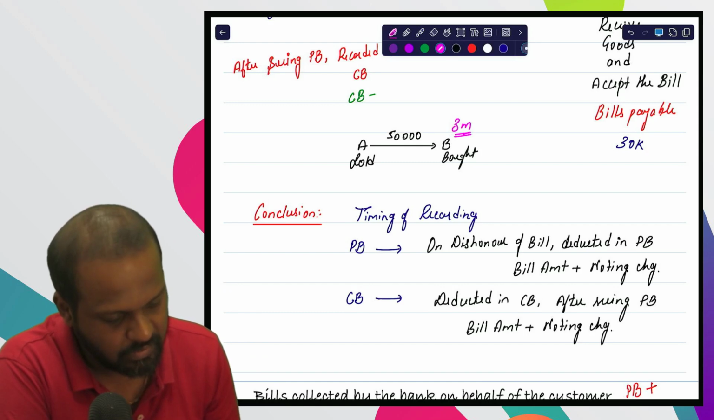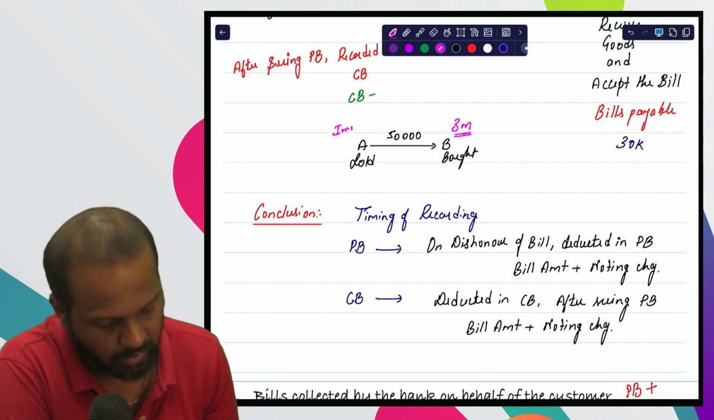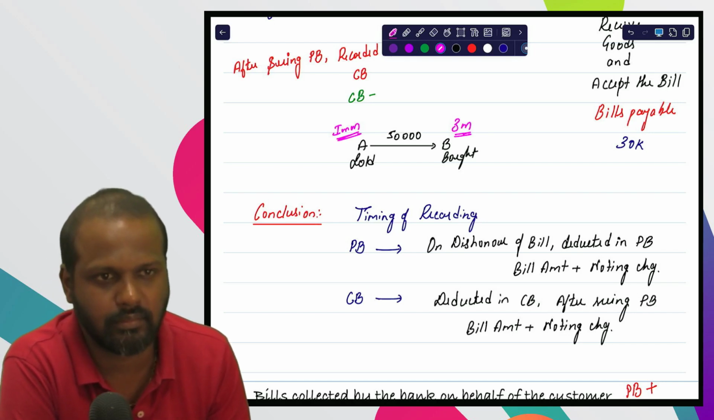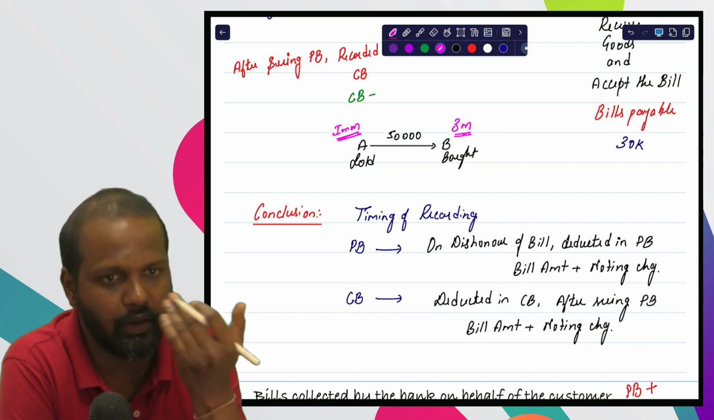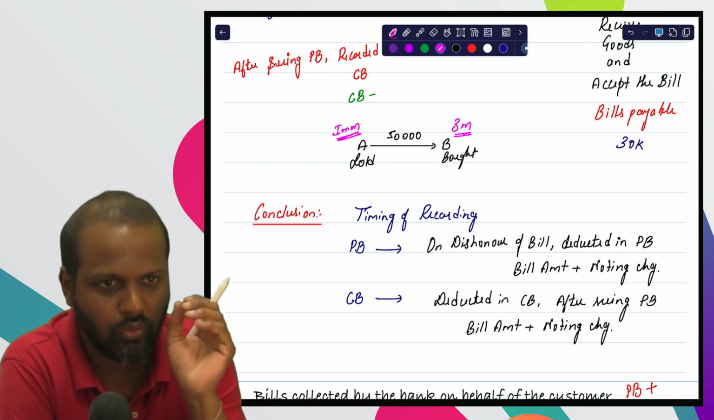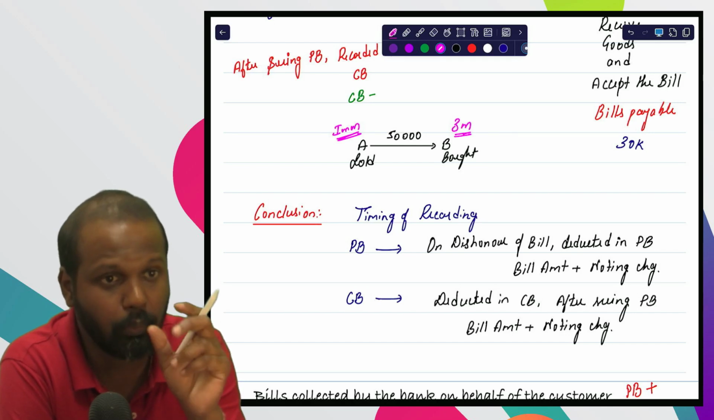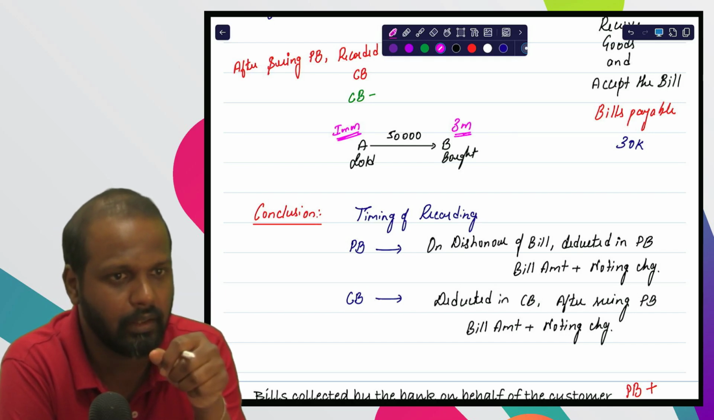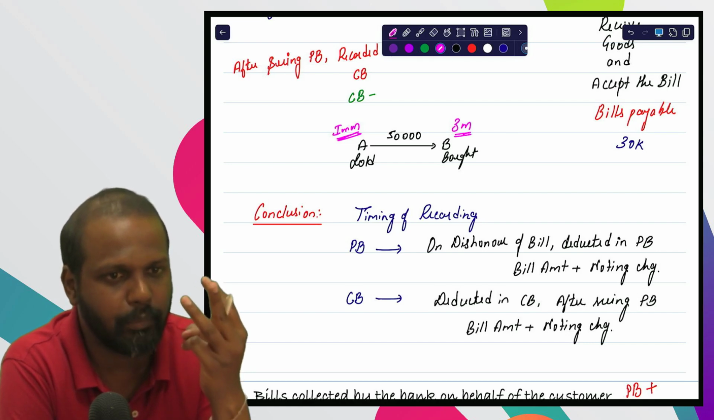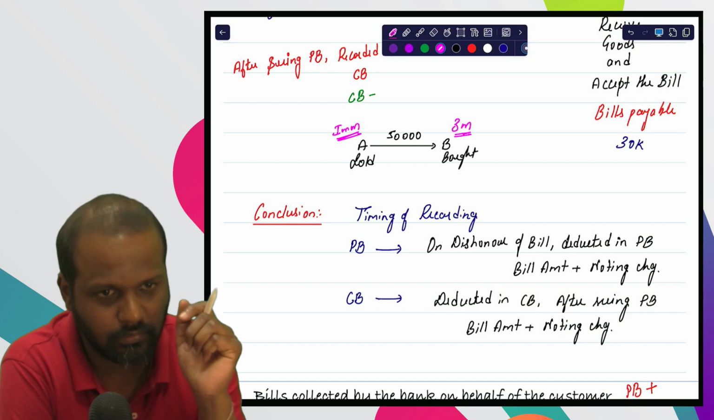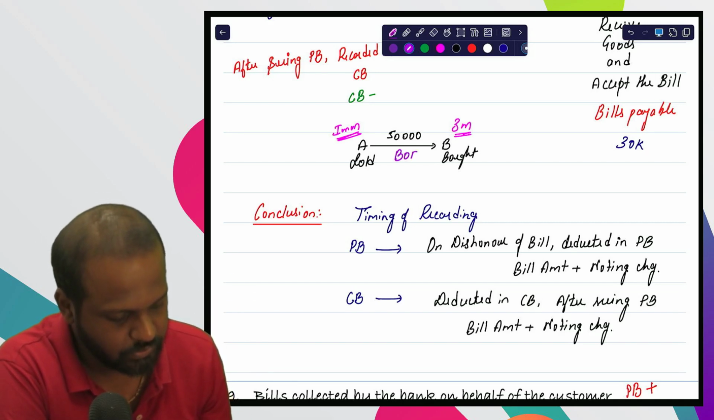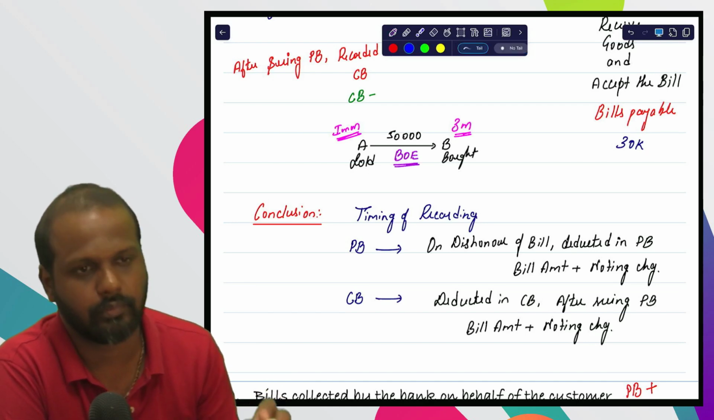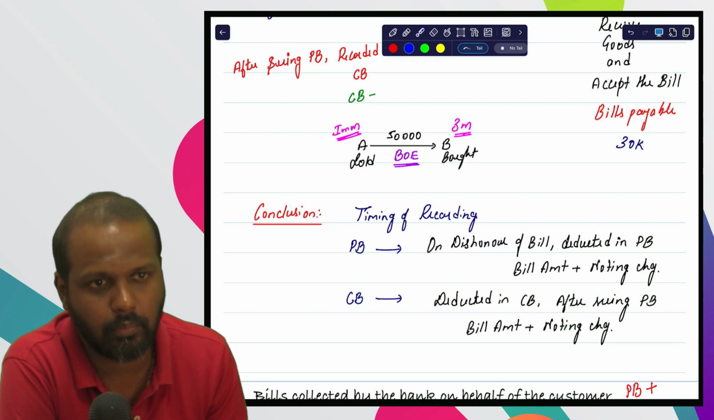But A says, sir, I cannot wait for 3 months. I want money immediately, because I also have to make the payment to my supplier of the goods, to my employees, rent of the shop and all. So I want money immediately. No problem, what will happen? A wants money immediately, but B doesn't have money. He wants a credit period of 3 months. Now in this case, what will happen? Bills of exchange will come into the picture.